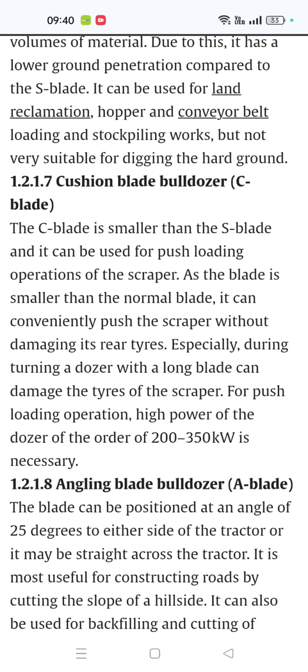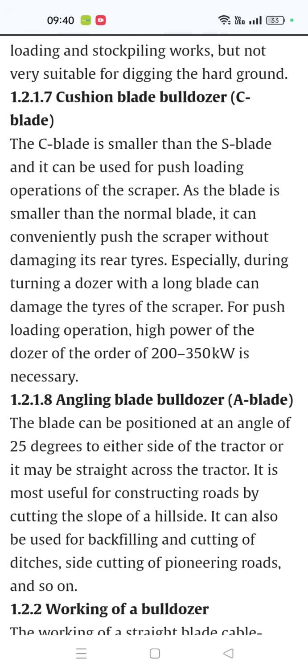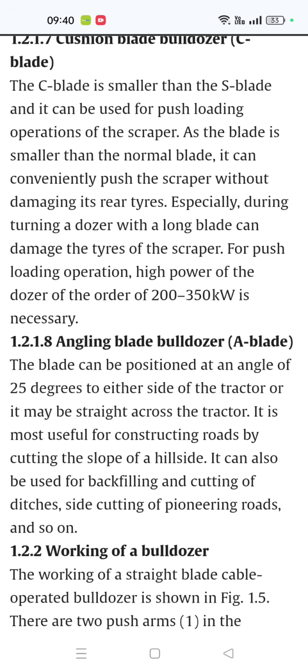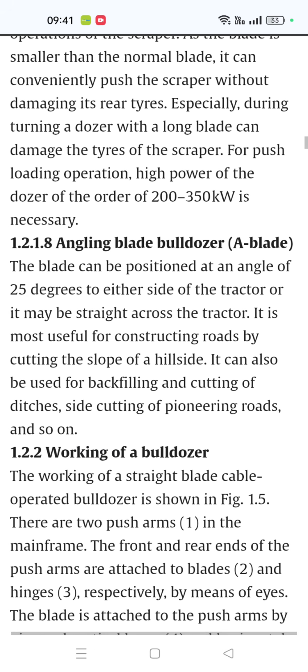It can conveniently push the scraper without damaging its rear tire. Especially during turning, a dozer with a long blade can damage the tires of the scraper. For push loading operation, high power of the dozer of the order of 200 to 350 kilowatt is necessary.